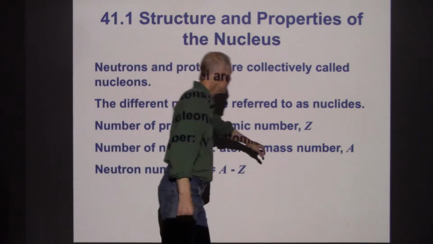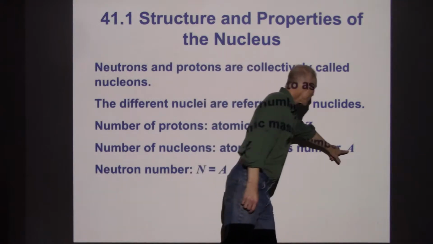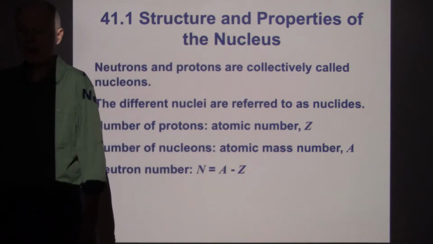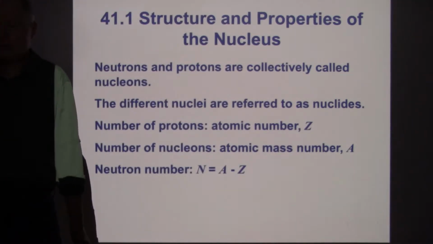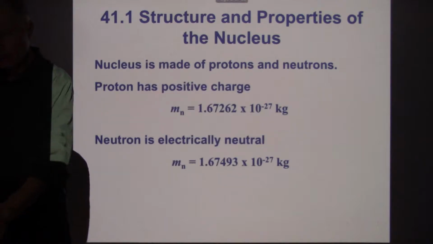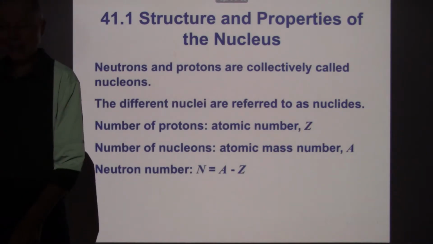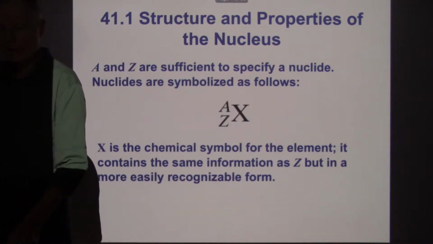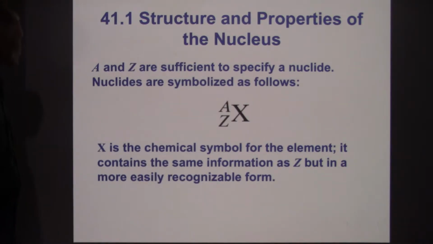Now the number of nucleons would be the number of protons plus the number of neutrons, and we call that the mass number, and for that we use the symbol A. I know the symbols don't make any sense here. So the A is for atomic mass number, the Z is for atomic number, and you can see the masses are almost the same, so just by counting the number of protons and neutrons gives us a good estimate as to what the mass is.